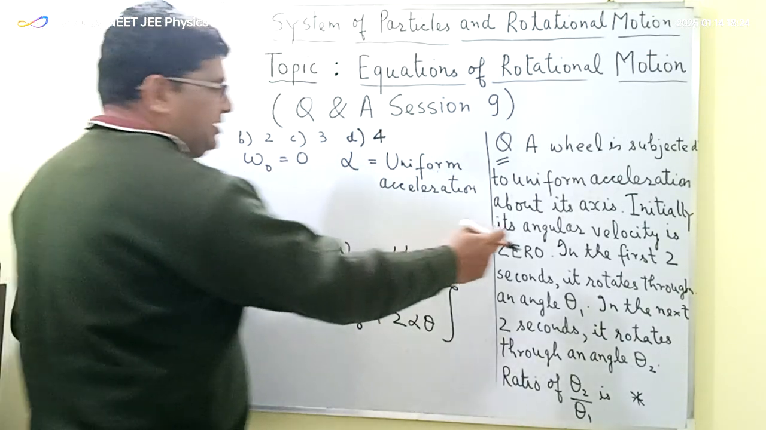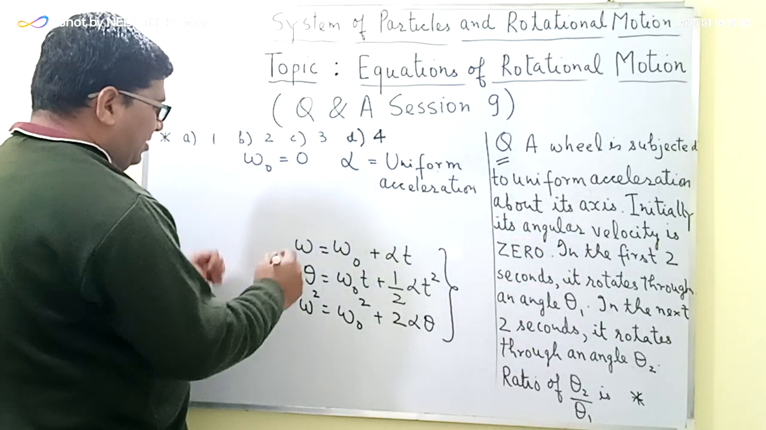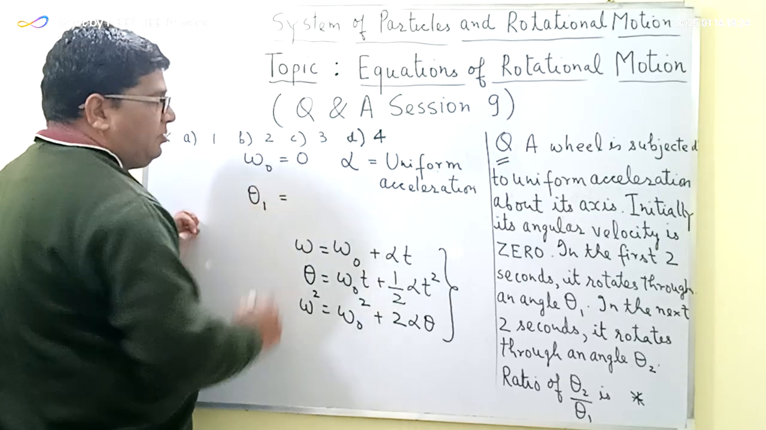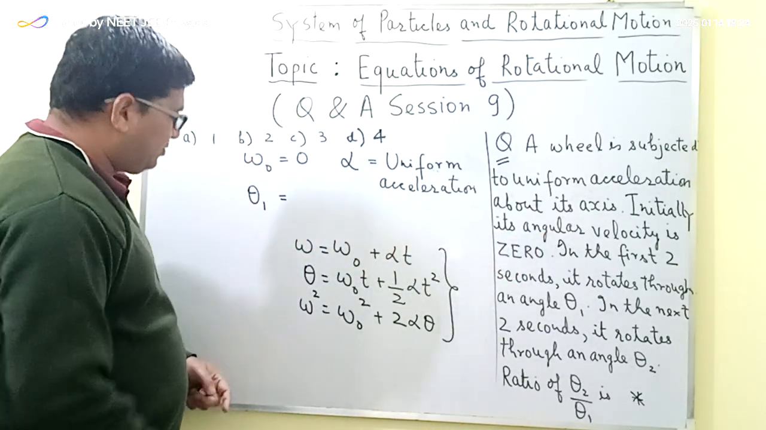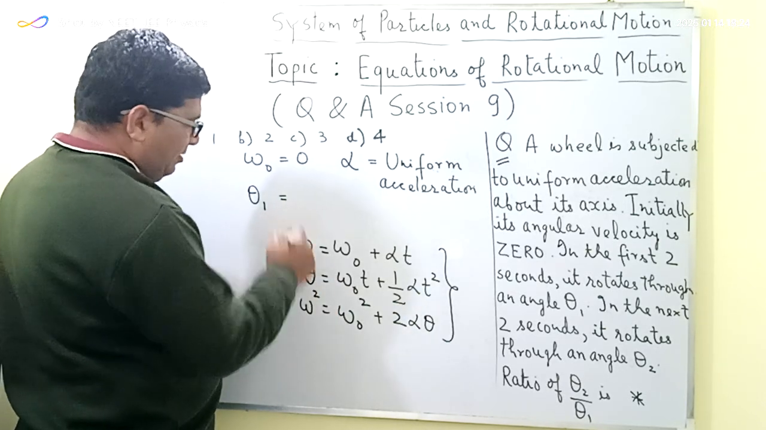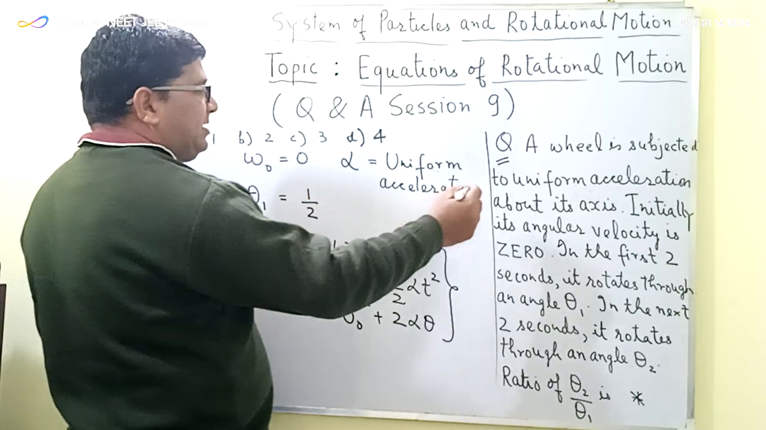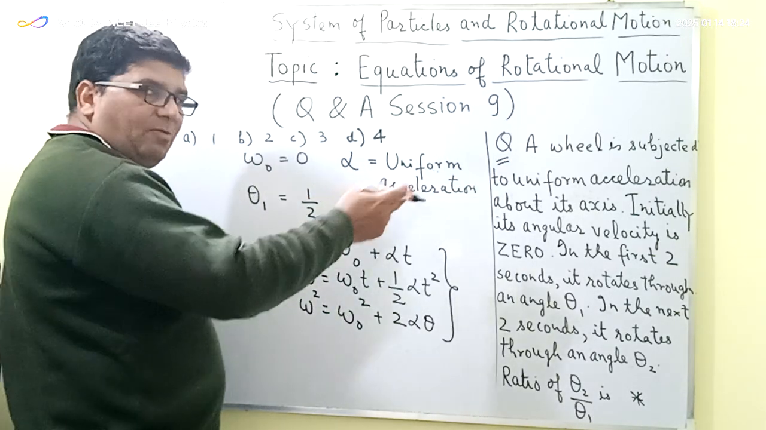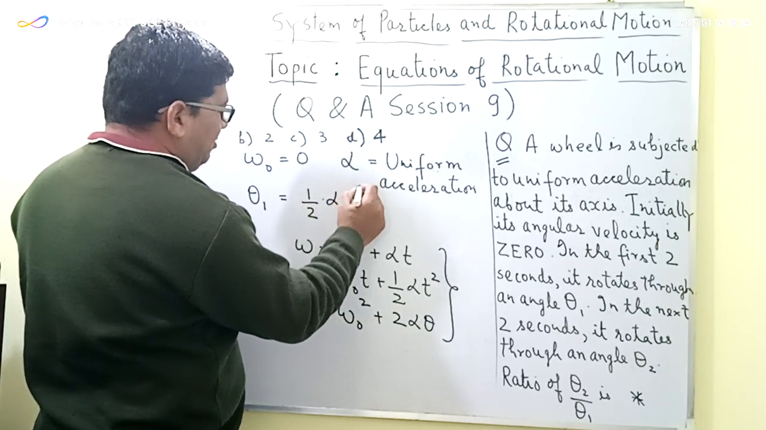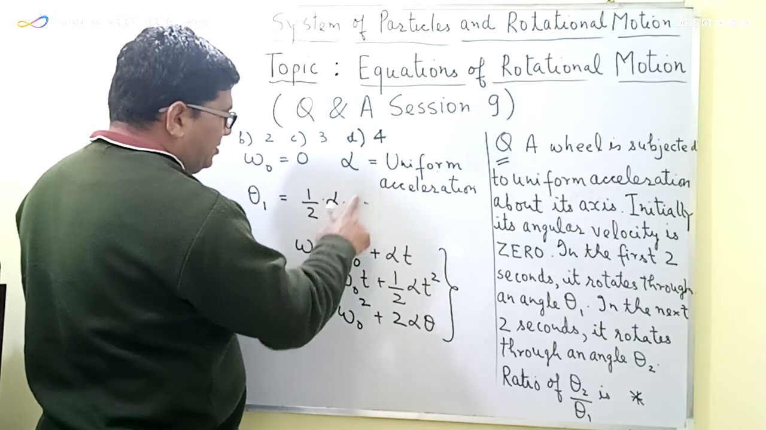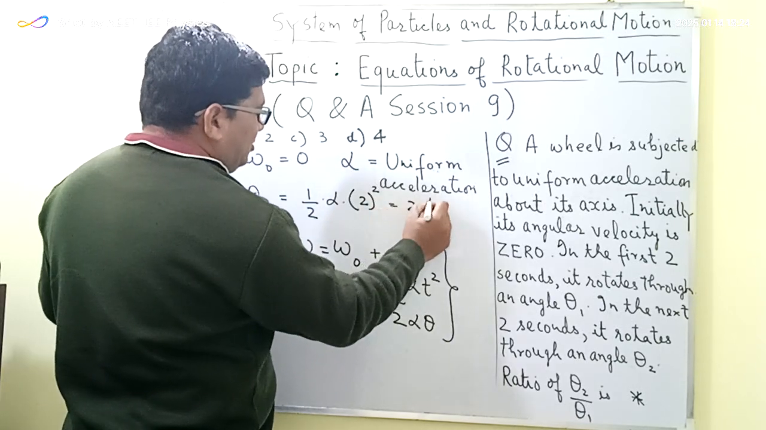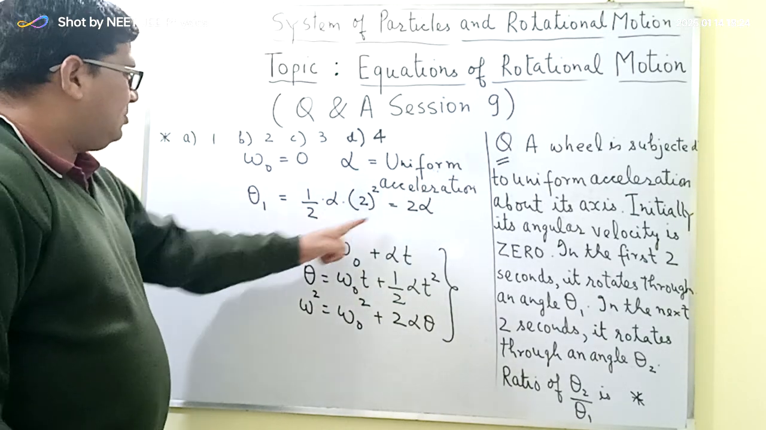So let us take the first case. In the first 2 seconds, it rotates through an angle theta 1. So here the angular displacement is theta 1, and the initial angular velocity omega naught is 0. So I can use the second equation. Here omega naught is 0, so theta 1 will be equal to 1 by 2 into alpha, which is the uniform angular acceleration, into t square. Now t here is 2 seconds, so this will be 2 square, and this is equal to 2 alpha. So theta 1 is equal to 2 alpha.